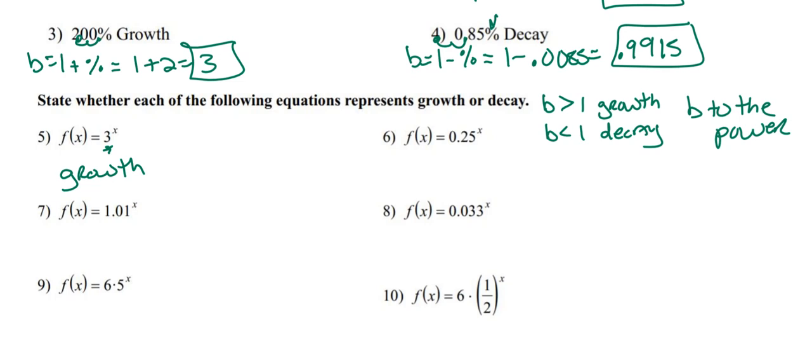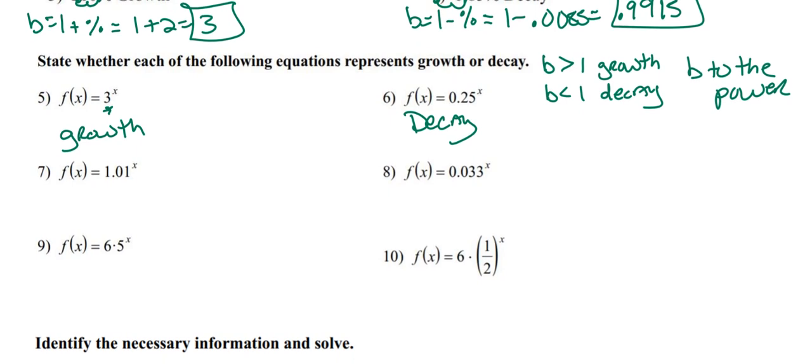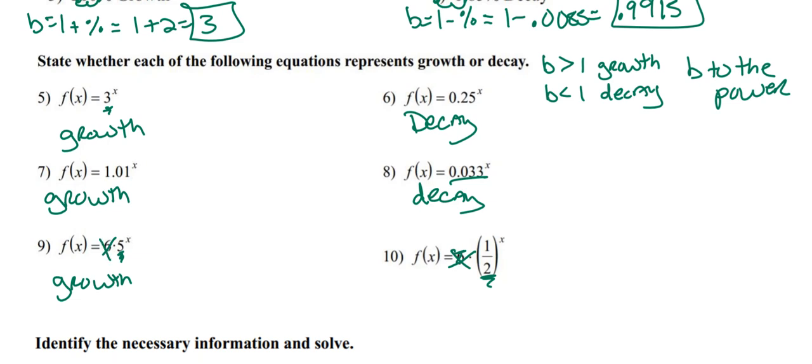For number 6, we have 0.25. That's less than 1, so that's going to be decay. Number 7, it's greater than 1. Not by much, but it is greater than 1, so that's growth. 8, less than 1, decay. The 6 isn't part of it. The b is the 5, but it's growth. And this one again, the 6 isn't part of it. It's the thing that's to the power that you're focused on. So that's a half. So this is again decay.